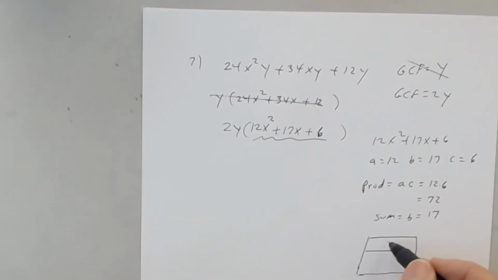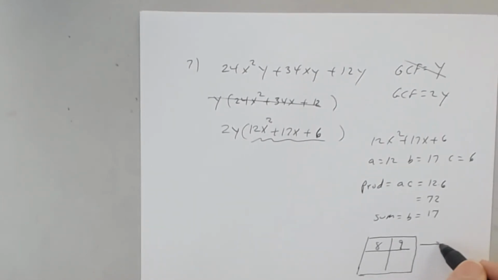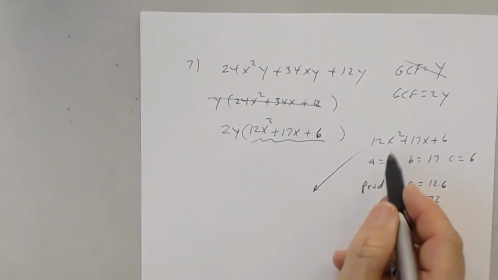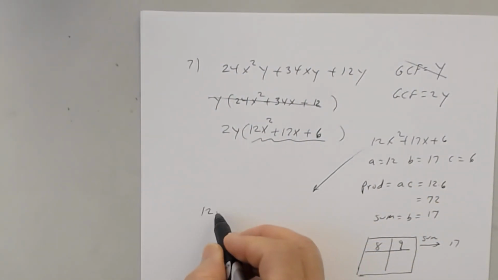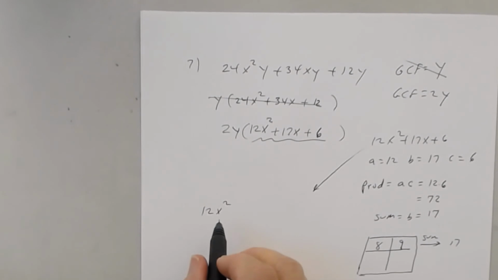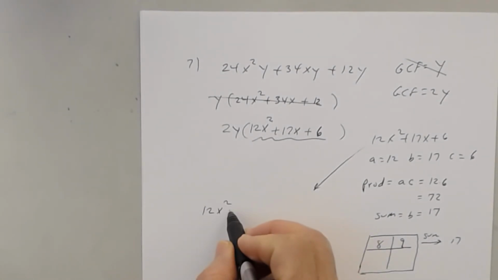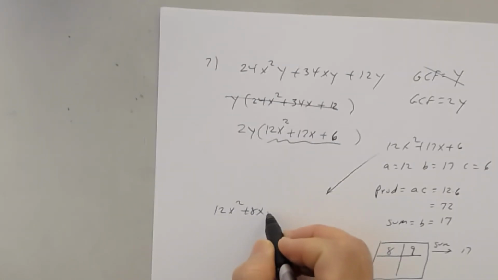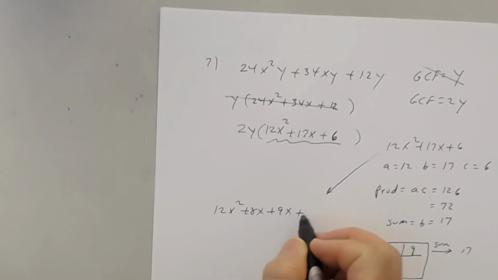What? 8 and 9? You agree? Because 8 times 9 is what? 72. And when you add them up, what do you get? 17. So real quick, we're going to rewrite this 12x squared plus 17x plus 6. That's 4 terms. So you're going to say 12x squared plus what? What do you want to put next? 8x? Then what? And then what?